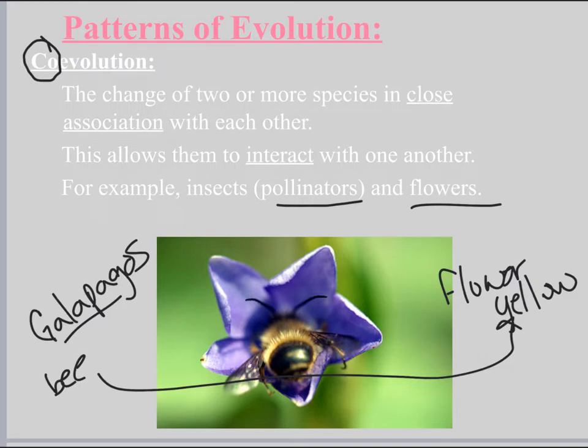Another example might be humans and domesticated dogs. We have affected the evolution of each other to the point where dogs have helped humans be more than just hunter-gatherers. They actually helped us be able to stay in one place. And interactions with humans helped wolves actually evolve into domesticated dogs.